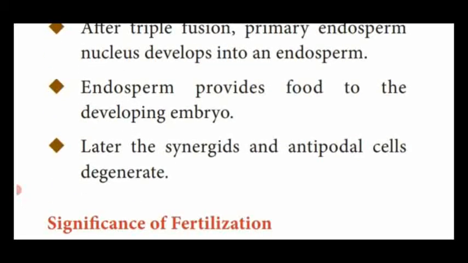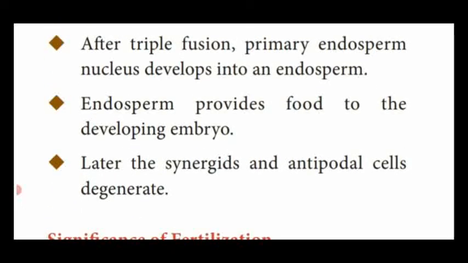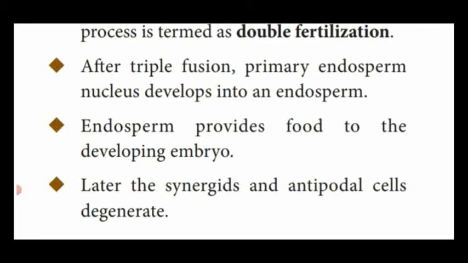Then later the antipodal cells and synergid cells disintegrate. The synergids are present in the micropylar region of the ovule, and the antipodals are present in the chalazal region, and they disintegrate. So that is the fertilization process that takes place in plants.